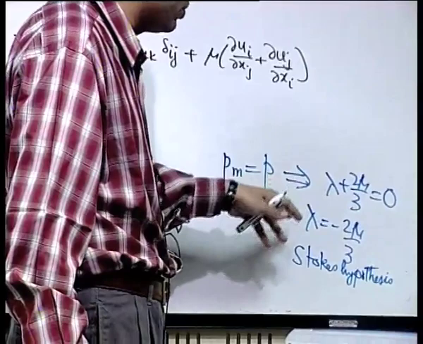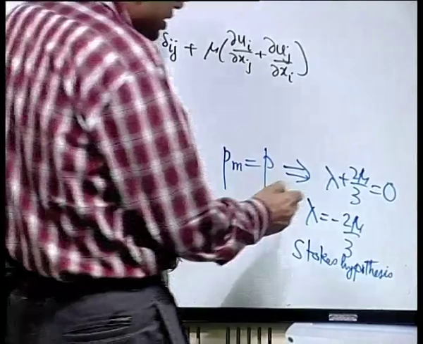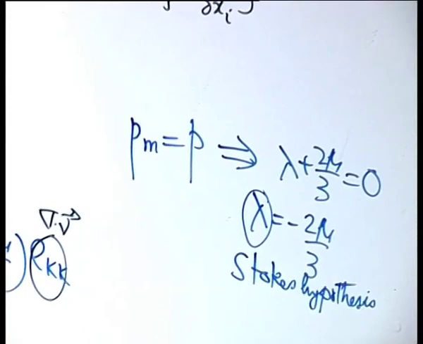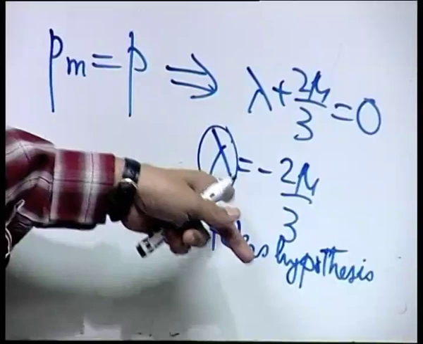Now let us try to complete the description of the governing equation, but before doing that, let us focus a bit of attention on this parameter lambda. You can clearly see that lambda is a negative quantity, because viscosity is a positive quantity, so minus of that is a negative quantity. So what does it mean? This quantity lambda is related to the volumetric deformation.